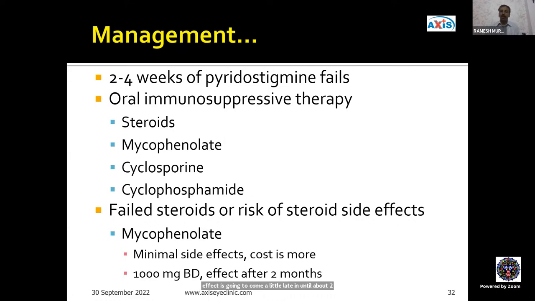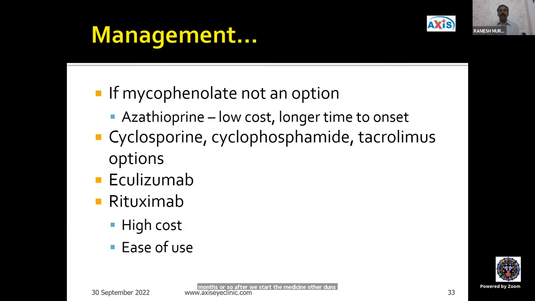Other drugs which can be used are cyclosporin, cyclophosphamide, and even azathioprine. So if mycophenolate is not working, then we can go for azathioprine. And then we have the other drugs also like tacrolimus, etc. Very promising drugs are eculizumab and rituximab. However, they have a high cost, but they have ease of use.